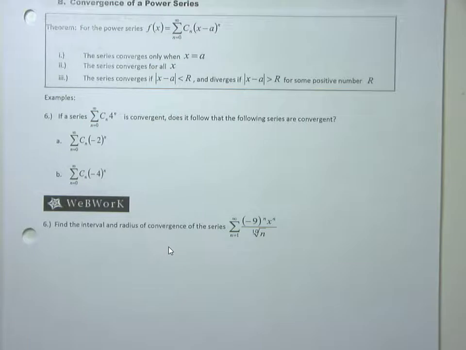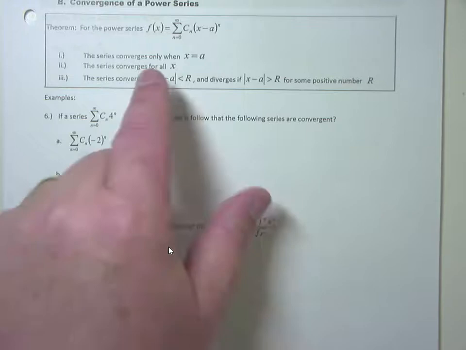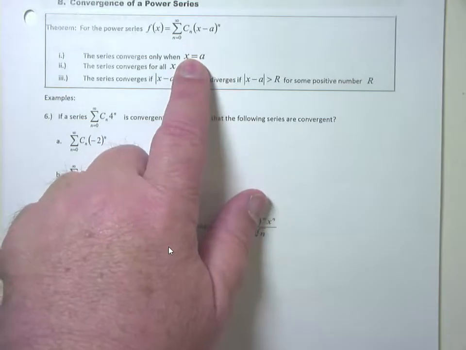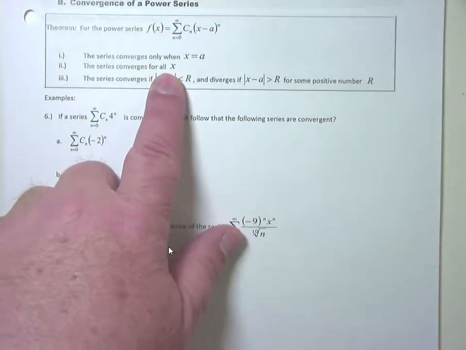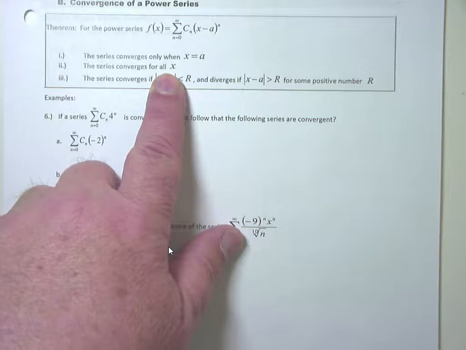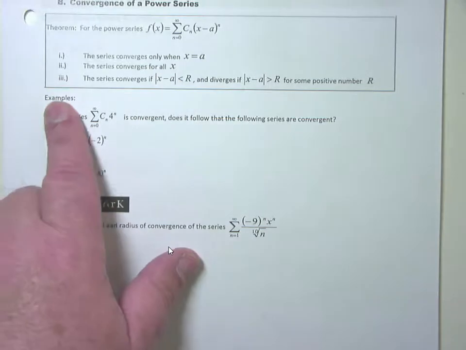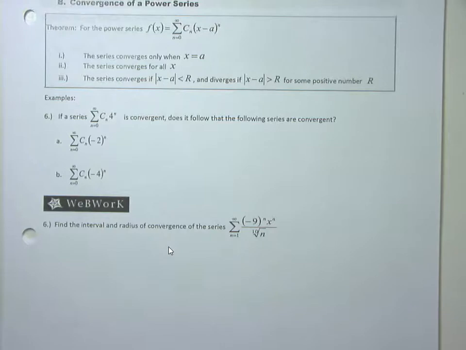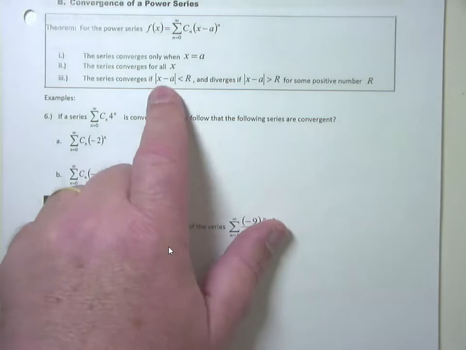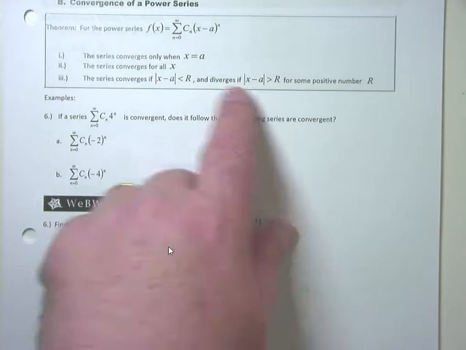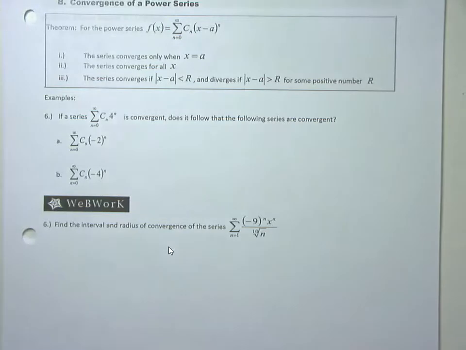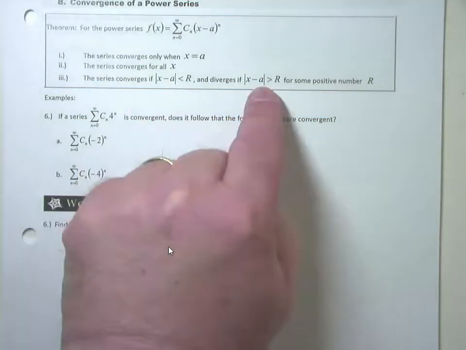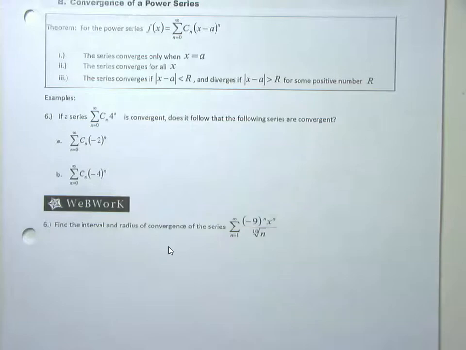The three possibilities are: the series converges only at x equals a, so you have a point of convergence. Or number two, the series converges for all x, from negative infinity to infinity, all real numbers, as your interval of convergence. And number three, you actually have a particular interval. The series converges when the absolute value of x minus a is less than R, and diverges when the absolute value of x minus a is greater than R, for some positive number R, where R is your radius of convergence. But right where it says equal to, the theorem doesn't say, because you have to, quote, test the endpoints. Some endpoints work, some don't.